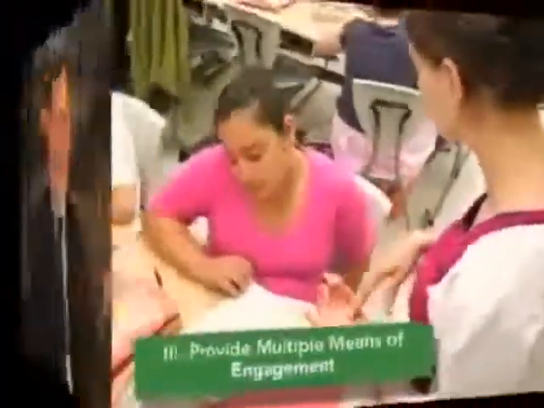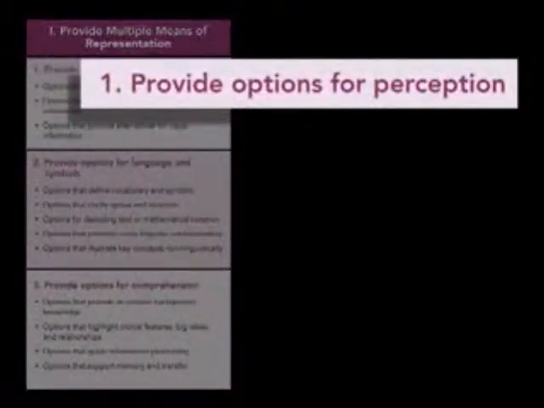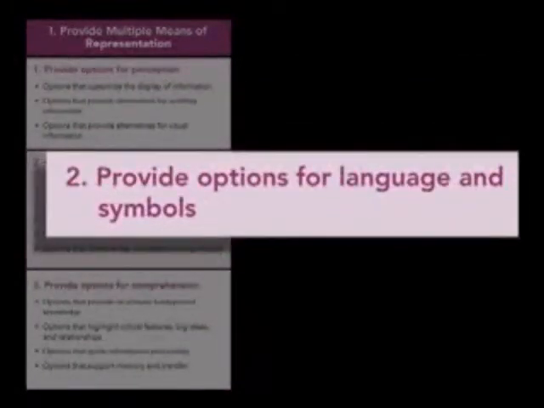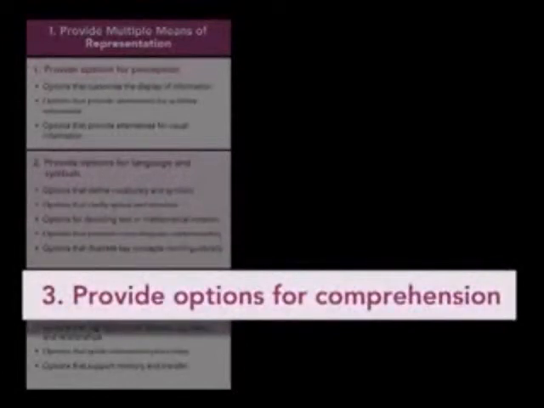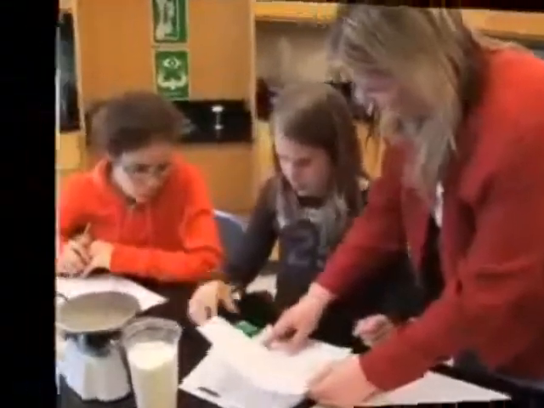Within multiple representations, how do we present information so we're sure every child can turn it into usable knowledge? There are three guidelines. The first is making sure that every child can perceive it. The second is making sure that every child can understand the way it's represented, what kind of language and symbols and so on. And the third is making sure that the information is comprehensible, that a child can process this information, put it together with background knowledge, and organize it and be able to turn it into usable knowledge.